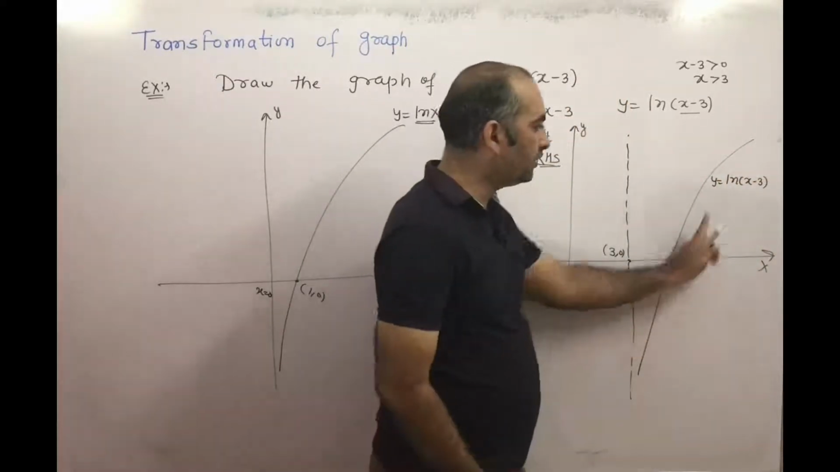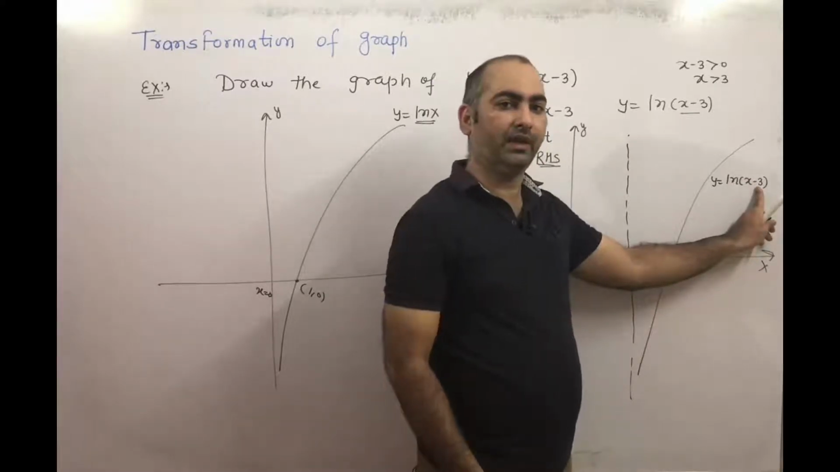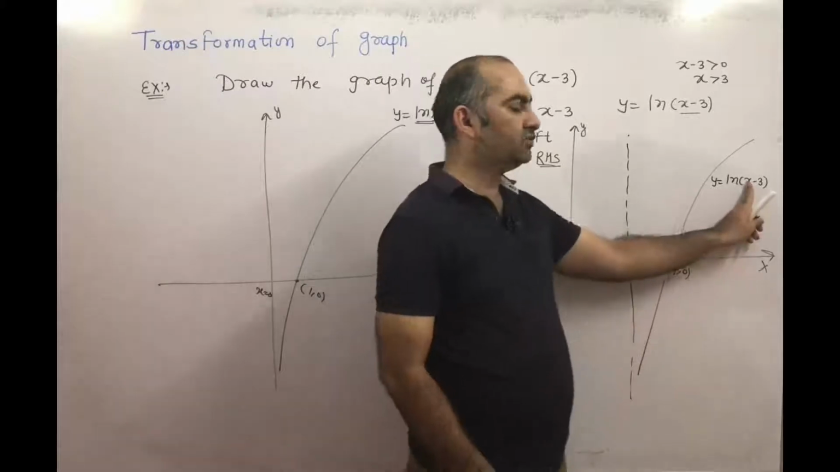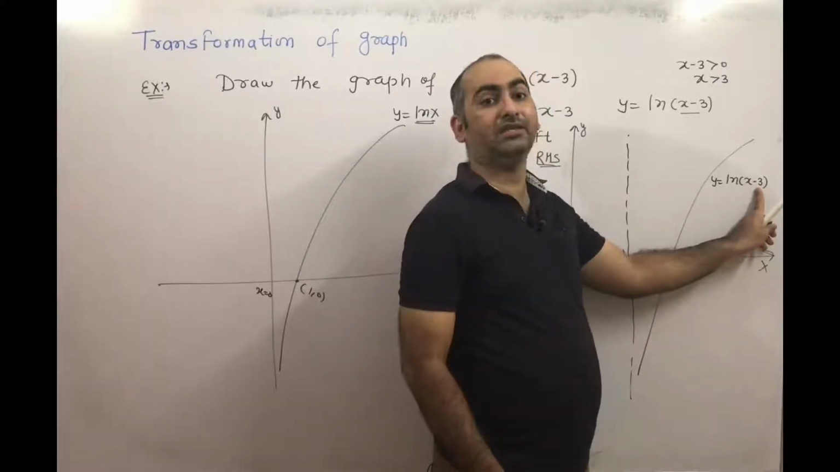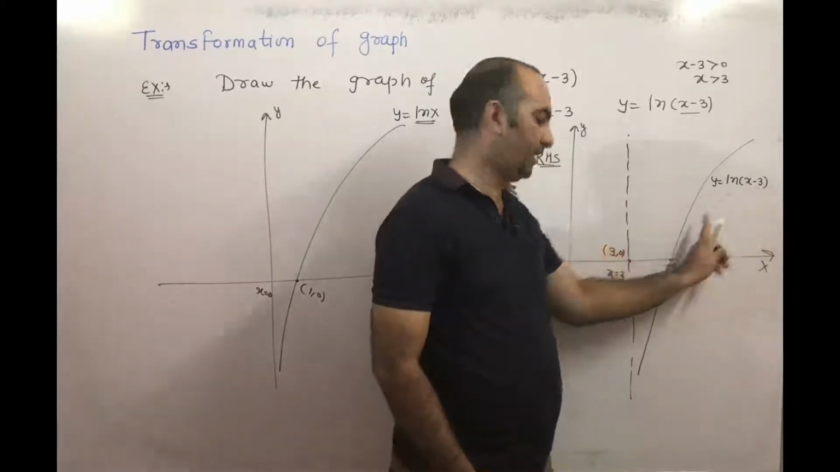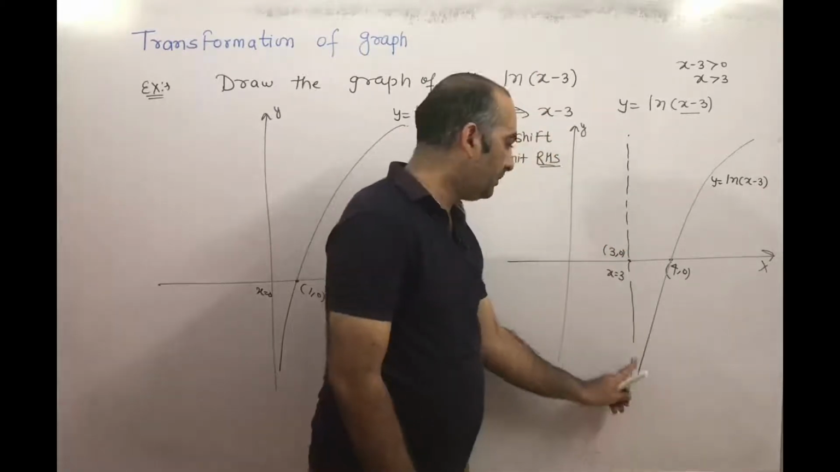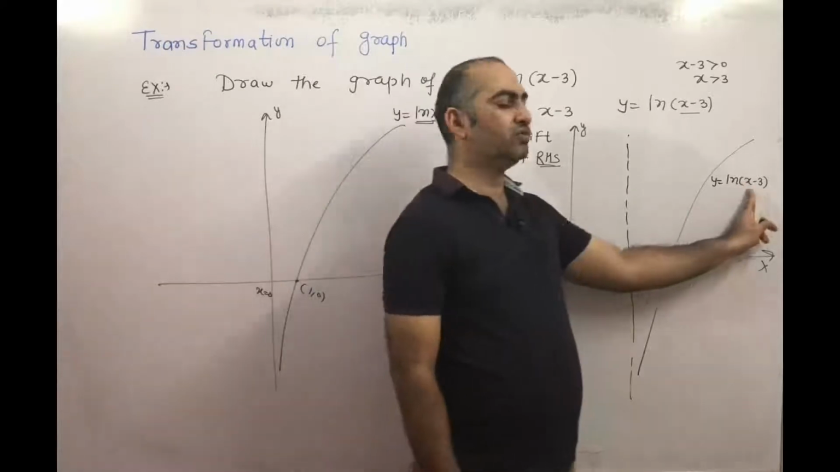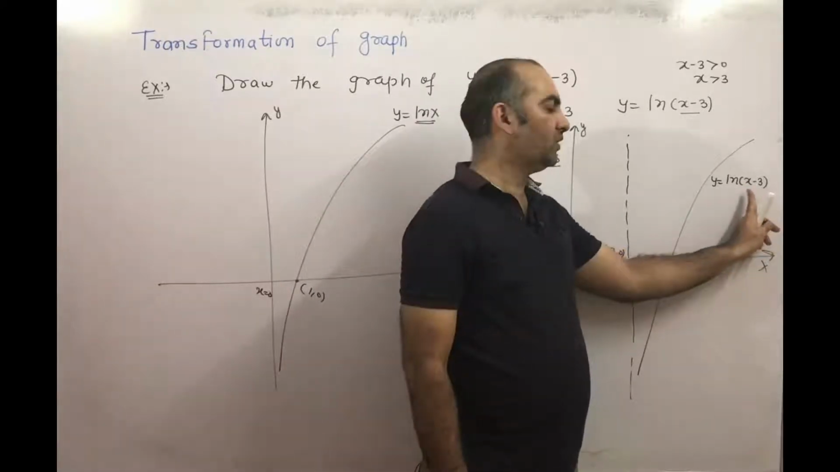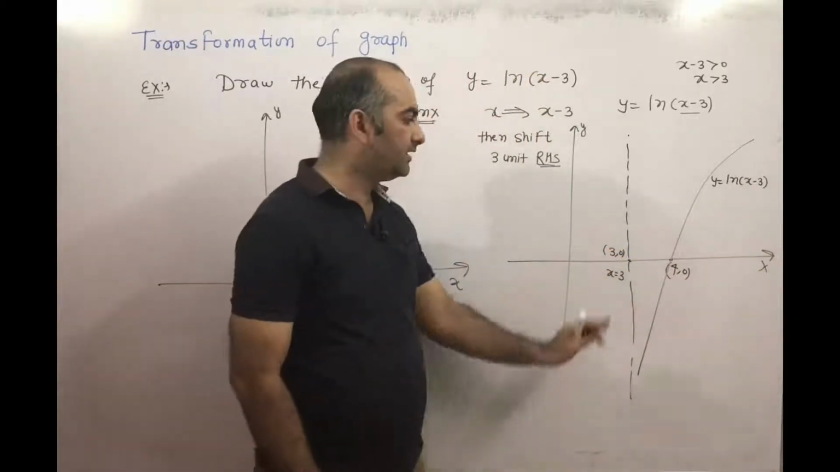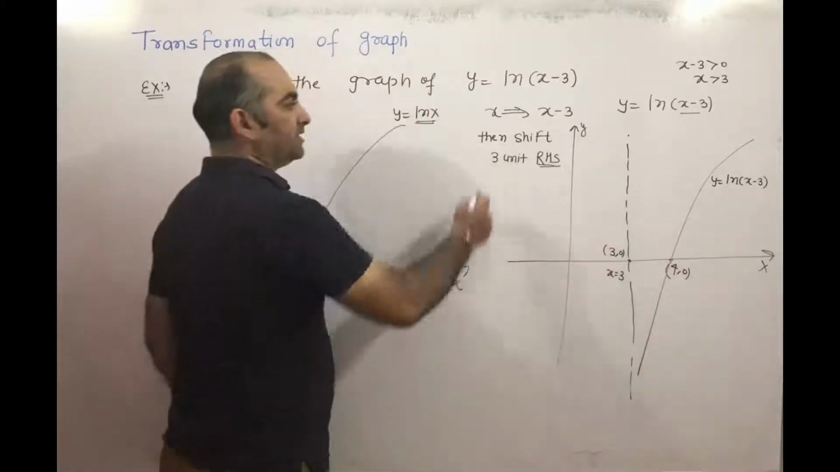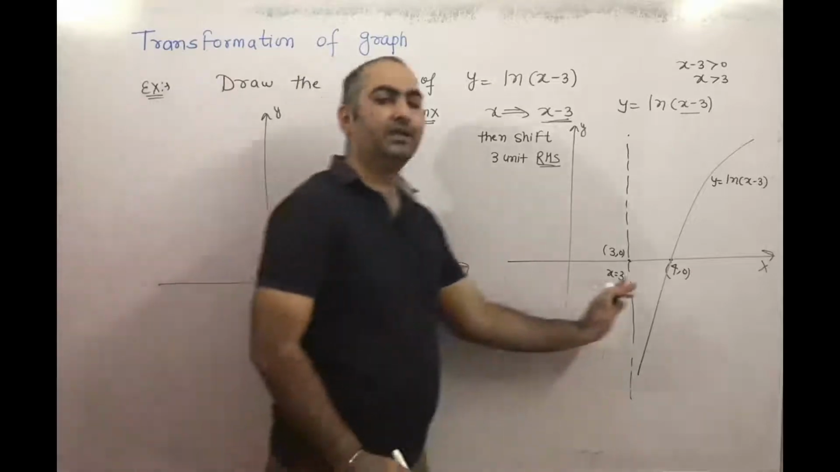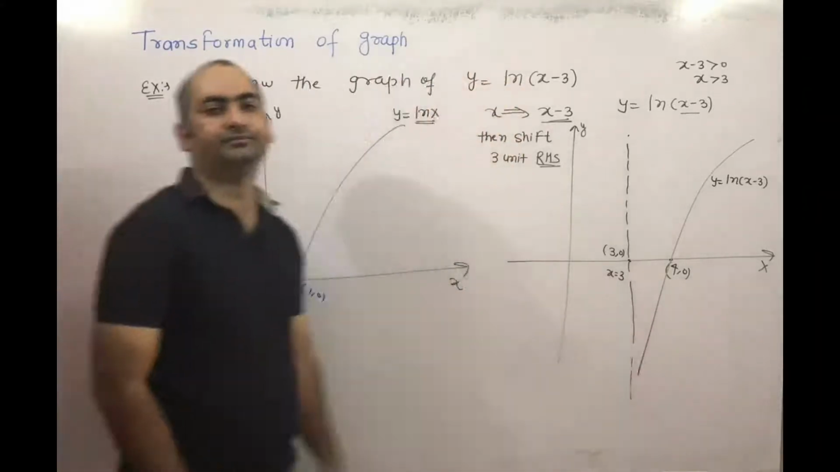If I put here 4, so ln(4 minus 3), ln 1 is what? 0. So this point will come, 4 comma 0. And if I put 3, so ln(3 minus 3) is what? 0. So ln 0 will come. Ln 0 is what? Minus infinite. If you put any value left hand side of 3, suppose 2, then 2 minus 3 is minus 1, and ln of minus 1 is undefined. So we'll get graph on this side. So here x is replaced with x minus 3, so we are shifting the function graph 3 units to the right hand side. So this graph will come.